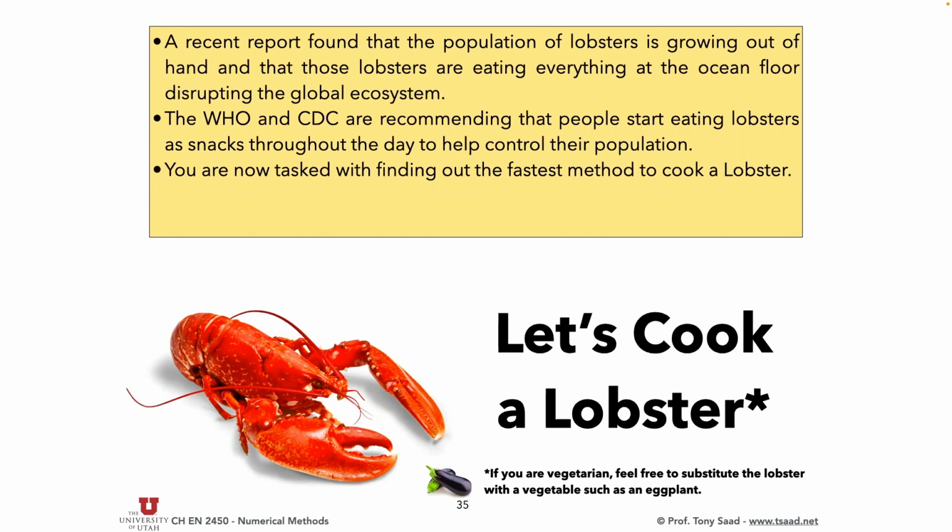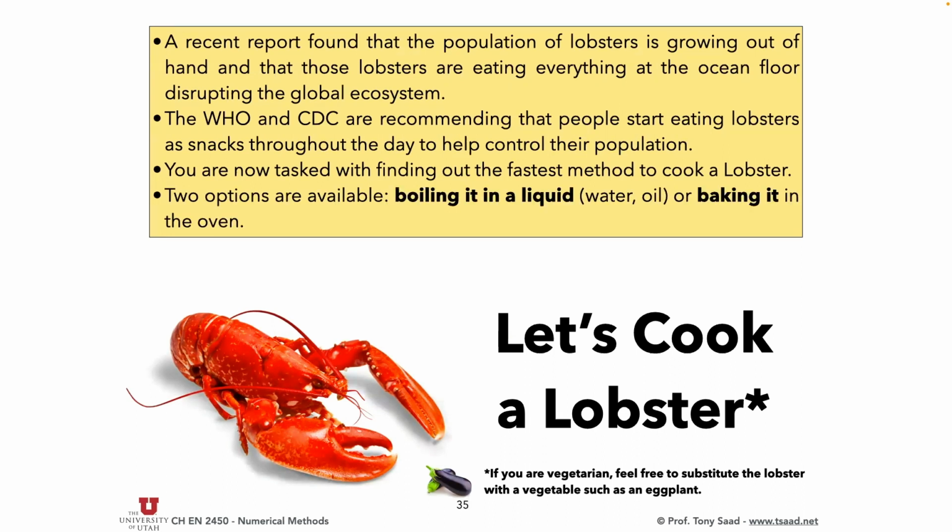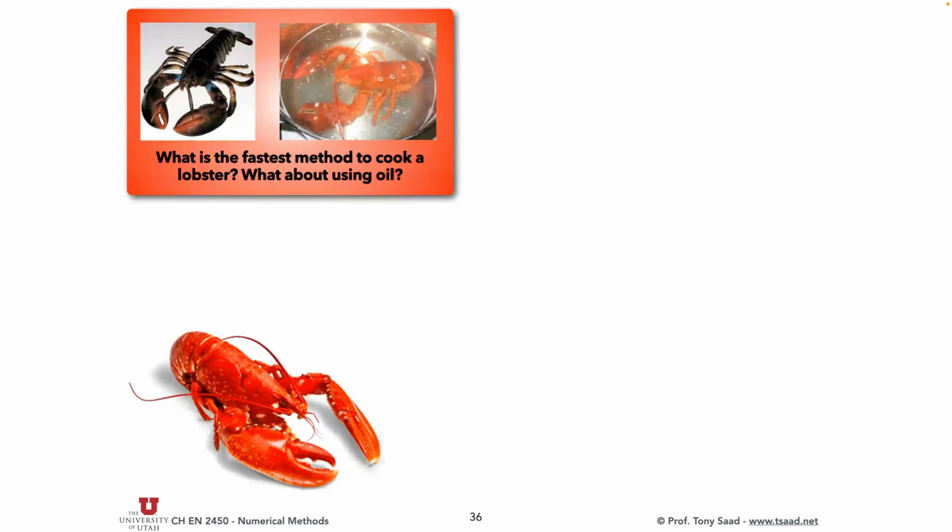Their number one optimization is to cook those lobsters the fastest, in the minimum amount of time, reaching a well done internal temperature, say 168 Fahrenheit. You have two options: boiling them in a liquid, water or oil, or baking in the oven. These are some pictures. On the left is a baked lobster. On the right is the lobster being slowly boiled.